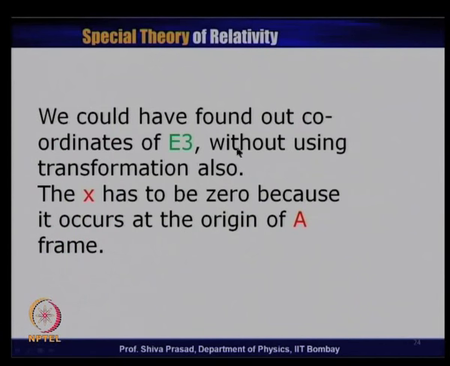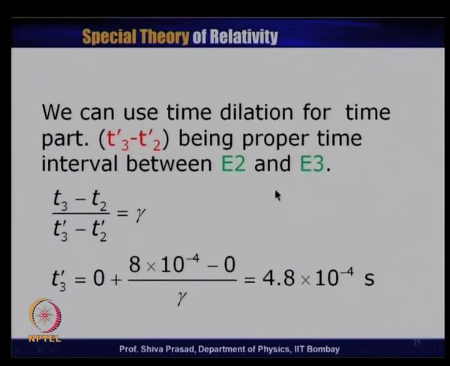We could have found out the coordinates of E3 without using transformation also. The x has to be 0 because it occurs at the origin of the A frame. This is what we have just described, that it has to occur at x equal to 0. So, nothing surprising, I need not have worked out the Lorentz transformation equation. Second, we can use time dilation for the time part.